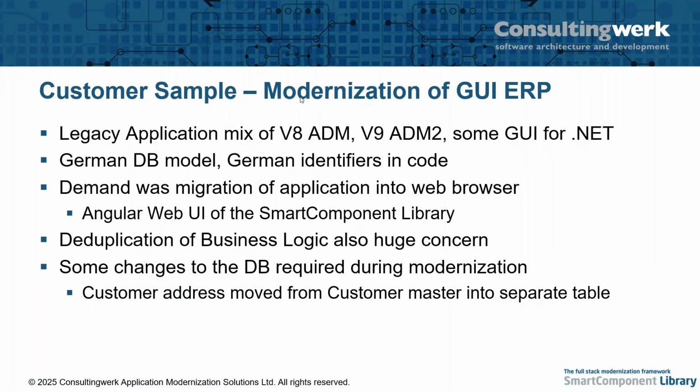It's a customer in Germany, so the database model and all identifiers and comments in the code are in German. The demand was to migrate at least parts of that into a web browser. And so we used the Angular Web UI of the Smart Component Library. We, as the ones that are maintaining the application, also have the demand to use this effort as finally a way to deduplicate business logic. Some business rules have been implemented in multiple places. We want to get rid of that.